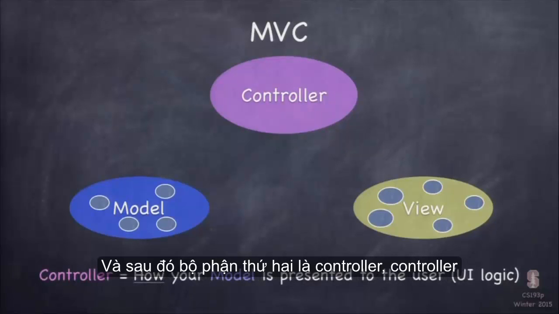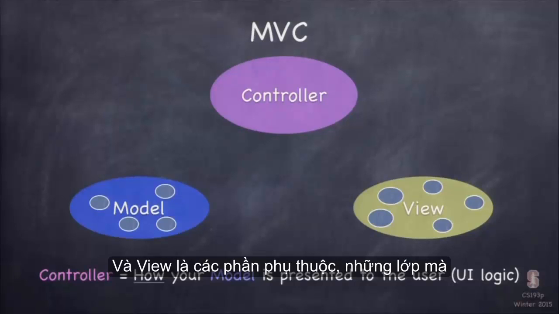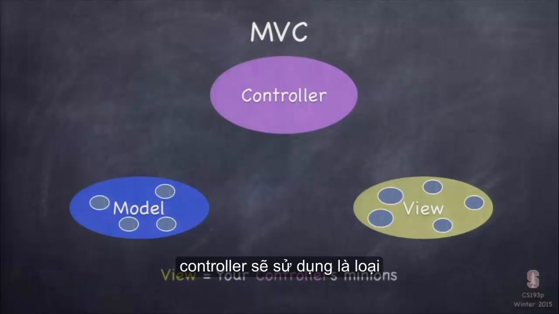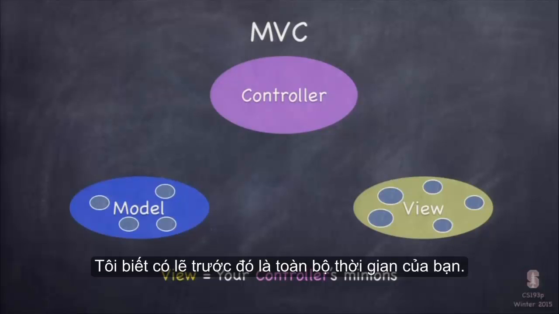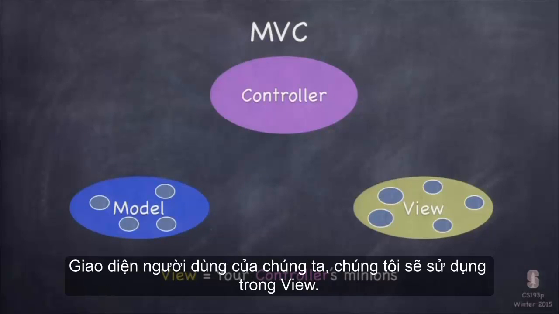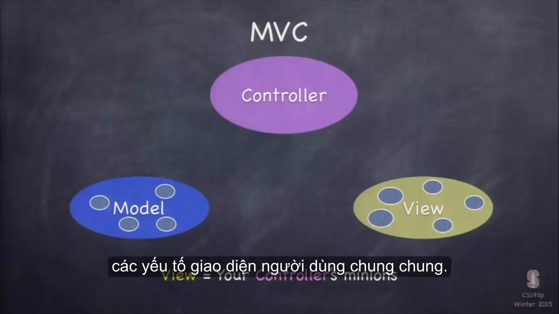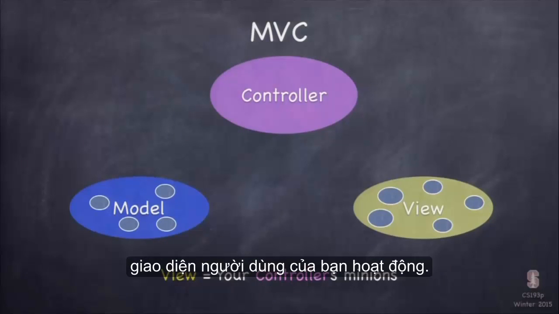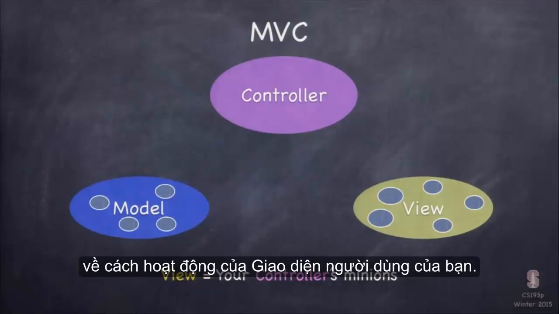And then the second camp is the controller. The controller controls how the model is presented on screen. And the view is the minions, the classes that the controller is going to use, kind of like the building blocks, the Lincoln logs. I don't know, maybe that's before all of your time, but the things we're going to use to build our UI, we're going to use in the view. So the stuff that's in the view is pretty generic. Generic UI elements. The stuff in the controller is very specific to how your UI works, and the stuff in the model is completely independent of how your UI works.